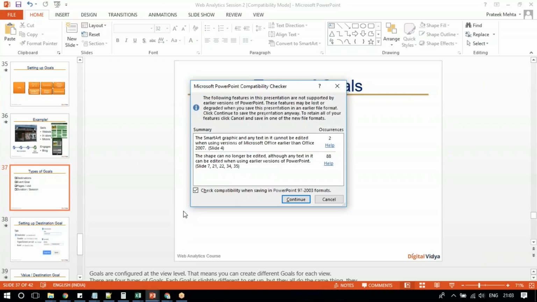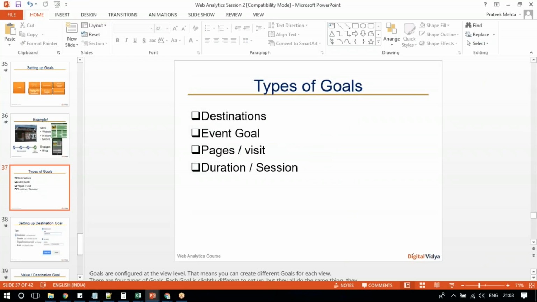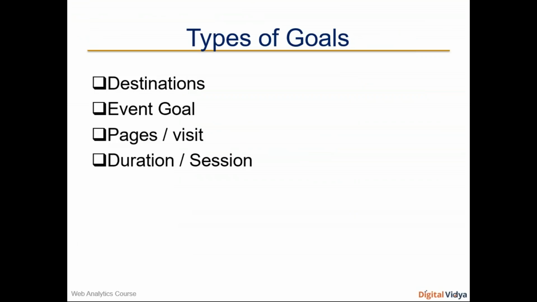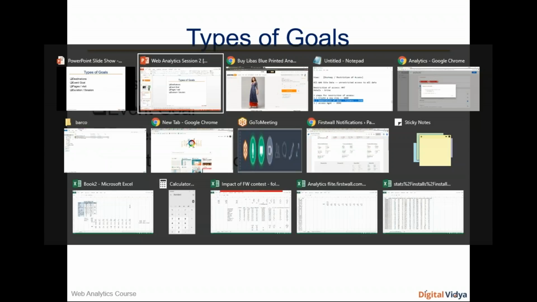All right, I think. Alright, so I'll just say continue. Okay, I think it's saved now. Alright, so these are four different types of goals. So now let's go to Google Analytics and see what these four different types of goals are in a bit more detail. Let's go through them one by one and see what these are and how we set them up as well.